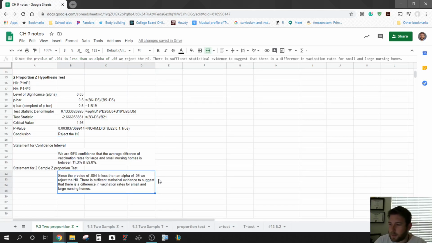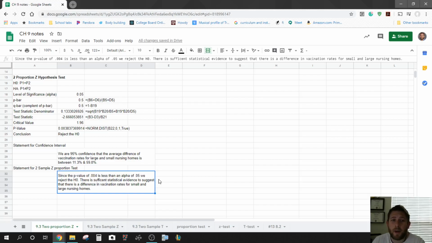is down here. Since the p-value of 0.04 is less than alpha of 0.05, we reject the null hypothesis. There is sufficient statistical evidence to suggest that there is a difference in vaccination rates in small and large nursing homes. Now, the other thing I want you to think about is, what does it mean to you? Well, for me, this means that I may not want to send my potential grandmother or maybe mother eventually to a small nursing home. Why? Because this right here tells us there's a difference in vaccination rates.